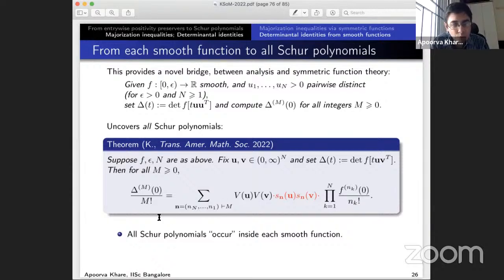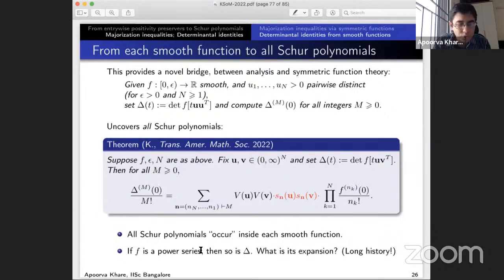So really, as you take m higher and higher, all the shapes will occur because every shape has some number of boxes and they all occur. So all Schur polynomials sort of are hiding inside every single smooth function. Of course, if the derivatives are 0 here, then you get 0. So you never see those boxes, but morally speaking, they are lurking inside.